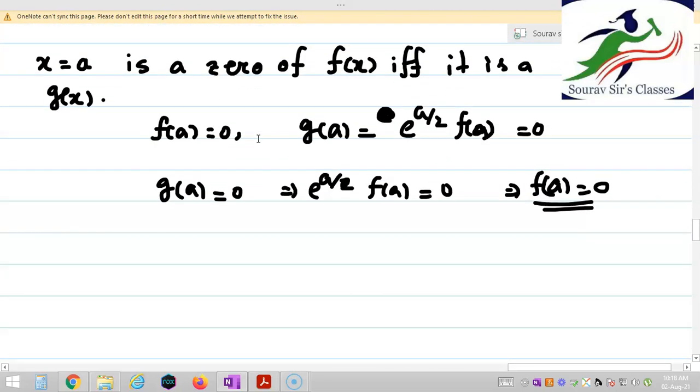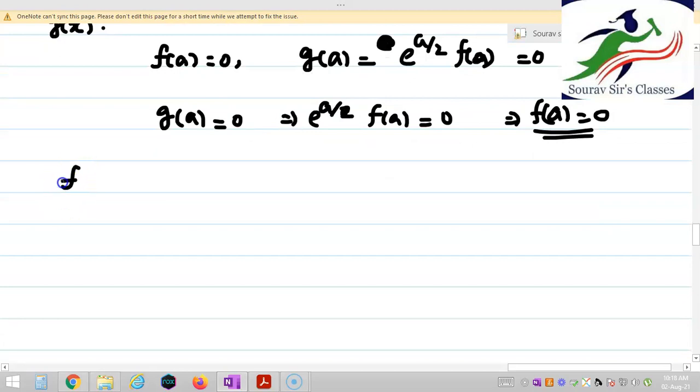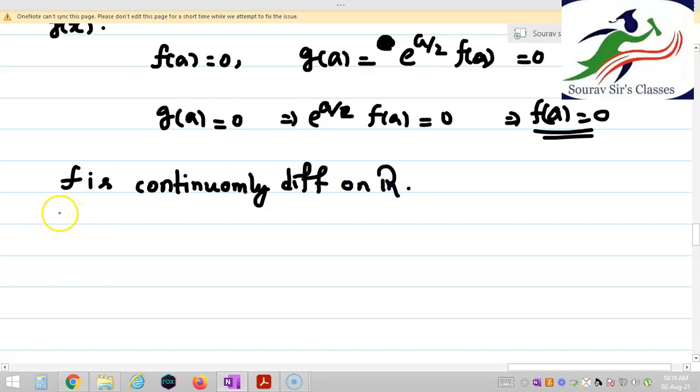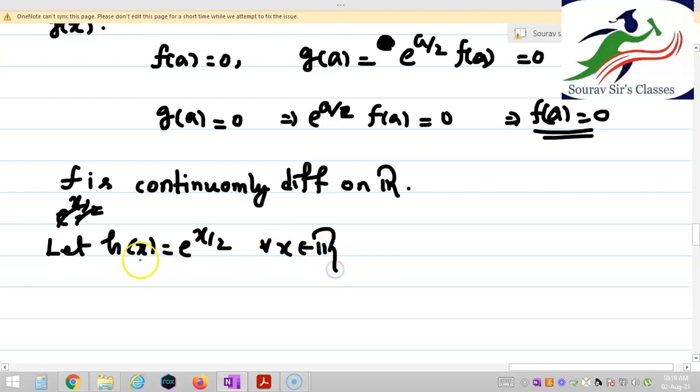Okay, so f is continuously differentiable on R, right? And e to the power x by 2, we know that such kind of function I am considering, let h(x) is equal to e to the power x by 2 for all x belongs to R, right? Now observe that h is a nice function. Nice function means exponential function is always continuous, always differentiable, always integrable. This kind of function.